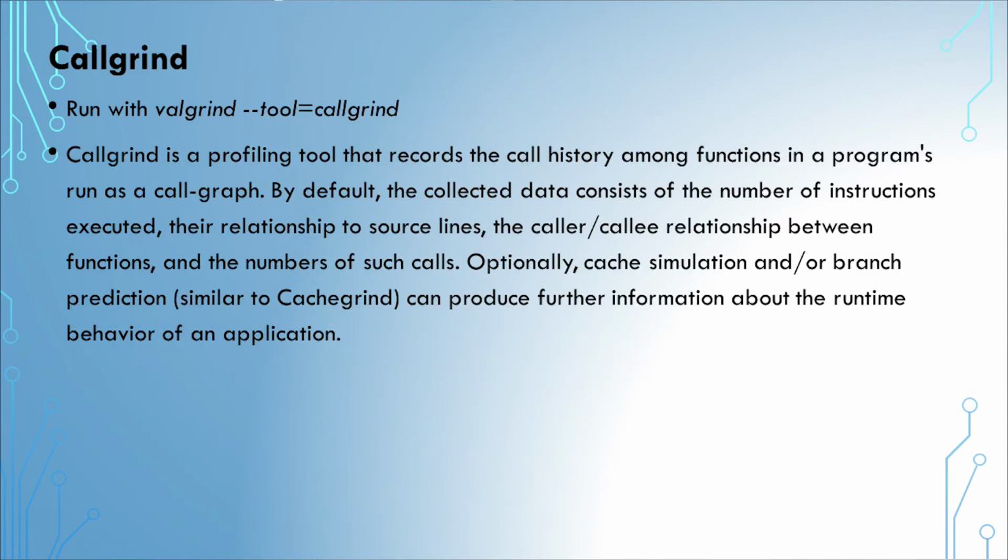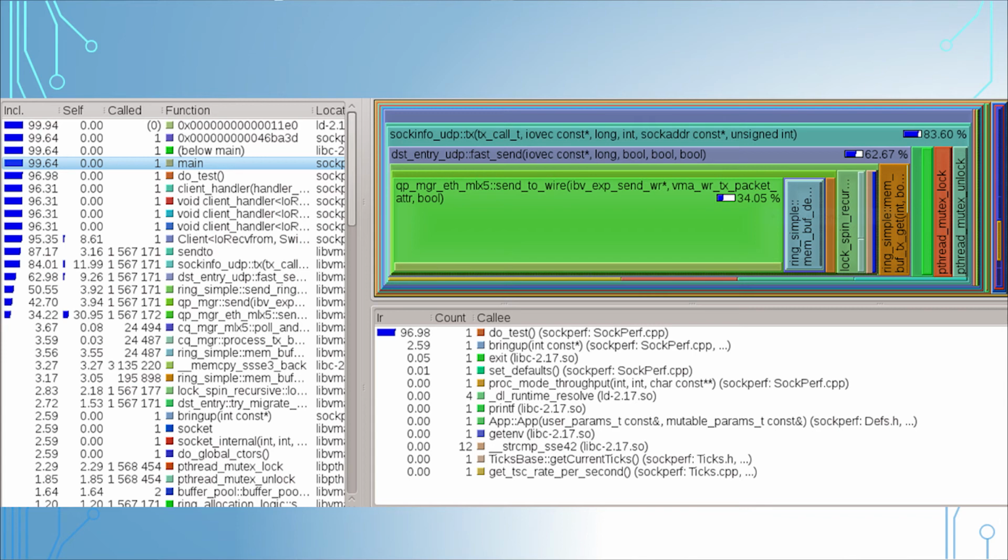CoreCpp is a profiling tool. It records the call history and manufacturing in your program. Collected data consists of the number of functions executed, the caller-callee relationships, and optionally cache simulation and branch prediction. We'll talk about that also. Basically, I just showed you how it looks in the GUI. I didn't go deep into this tool.